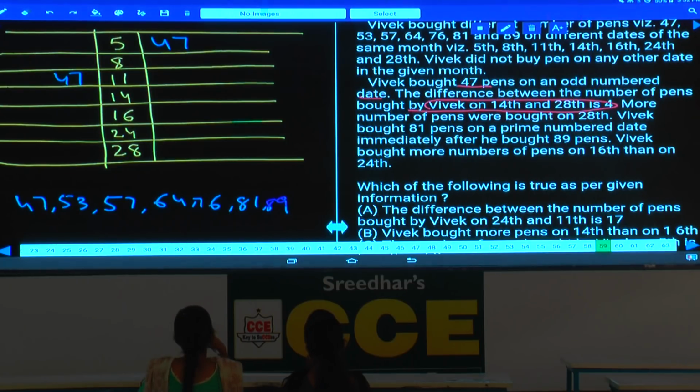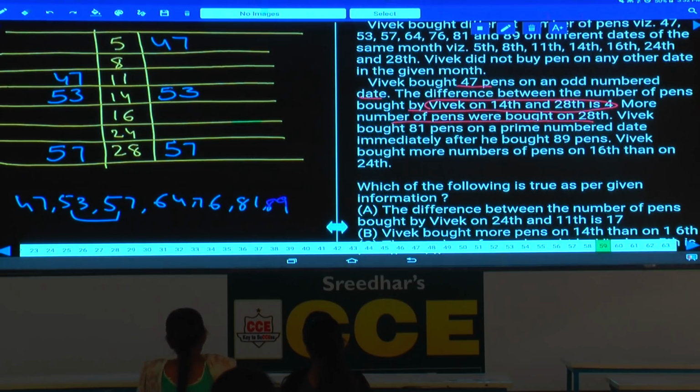Hence what is the only possibility? Only 53 and 57. 47 plus 4, 51 is not there, and 64 plus 4, 68 is not there, and so on. Hence this is the only possibility, and out of these, more pens were bought on 28. Between these two, more on 28. Hence 57 must be on 28, and on 14th it must be 53. Similarly in the second case also, 53 and 57 are in the same order.